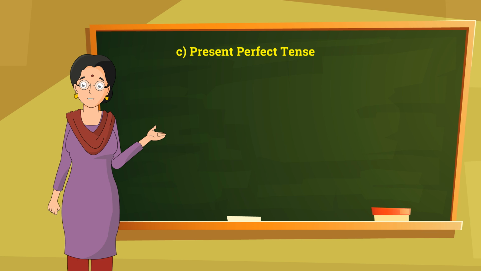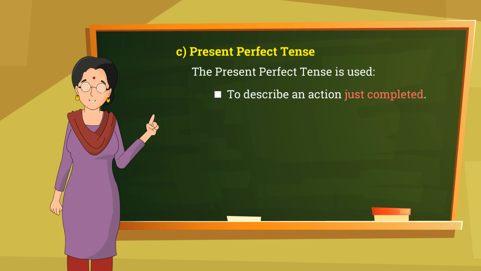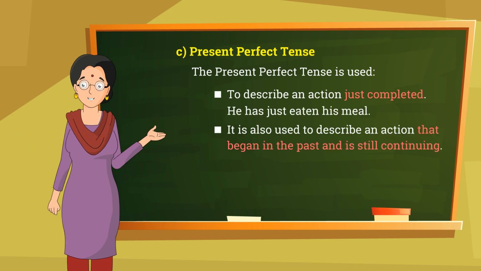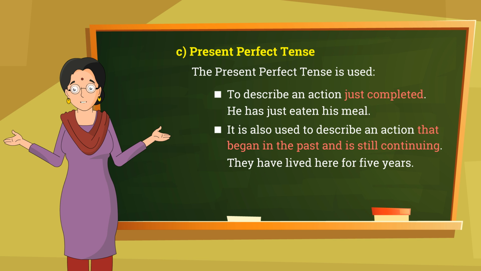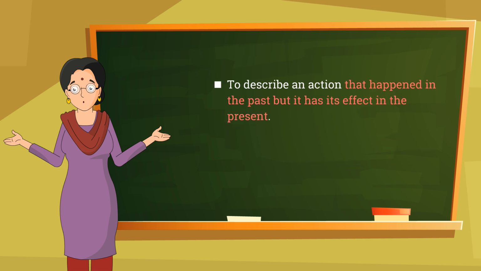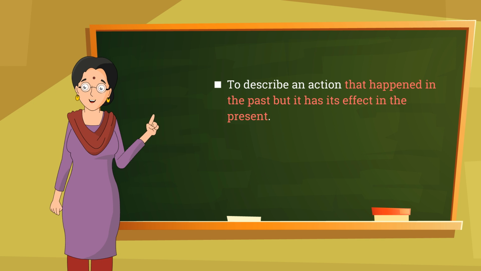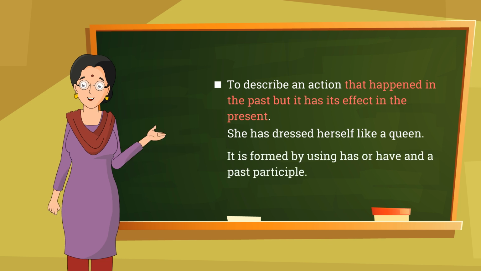Present perfect tense. The present perfect tense is used to describe an action just completed: He has just eaten his meal. It is also used to describe an action that began in the past and is still continuing: They have lived here for 5 years. To describe an action that happened in the past but has its effect in the present: She has dressed herself like a queen. It is formed by using has or have and a past participle.